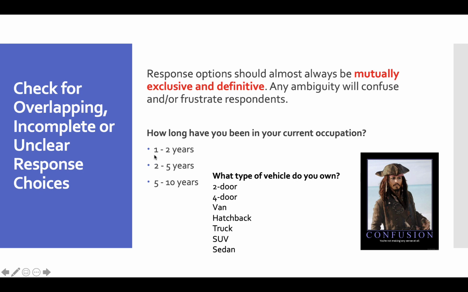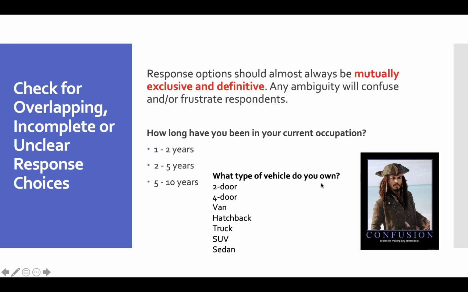Now here we've got the problem between 1 to 2 years and 2 to 5 years. So if I've worked in my current occupation 2.5 years, what am I going to do here? Okay, so 1 to 2 years, 3 to 5 years, 6 to 10 years. Or you could do up to 2, over 2 to 5, over 5 to 10, over 10. But see, if I worked at a place 2 years, I wouldn't know which one to choose. Or 5 years, I wouldn't know which one to choose. So this needs to be fixed.